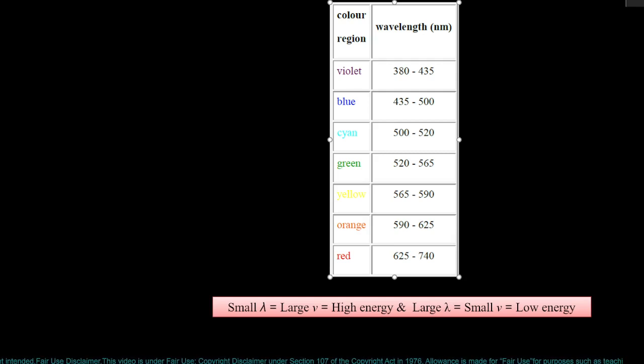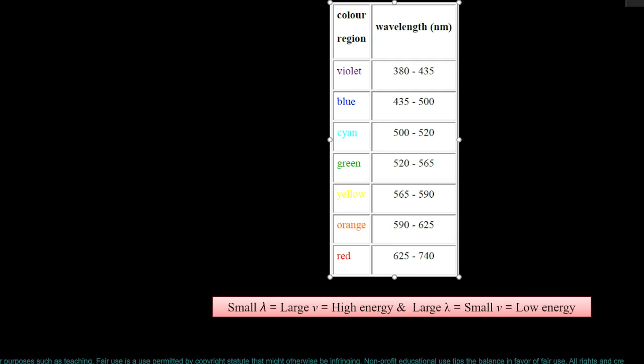And I'm looking at the statement below, which says a small or short wavelength is equal to a large or high frequency, and this is equal to high energy. Where we have a short wavelength, which is violet light with a wavelength of 380 nanometers. This makes violet light a higher energy than red light.